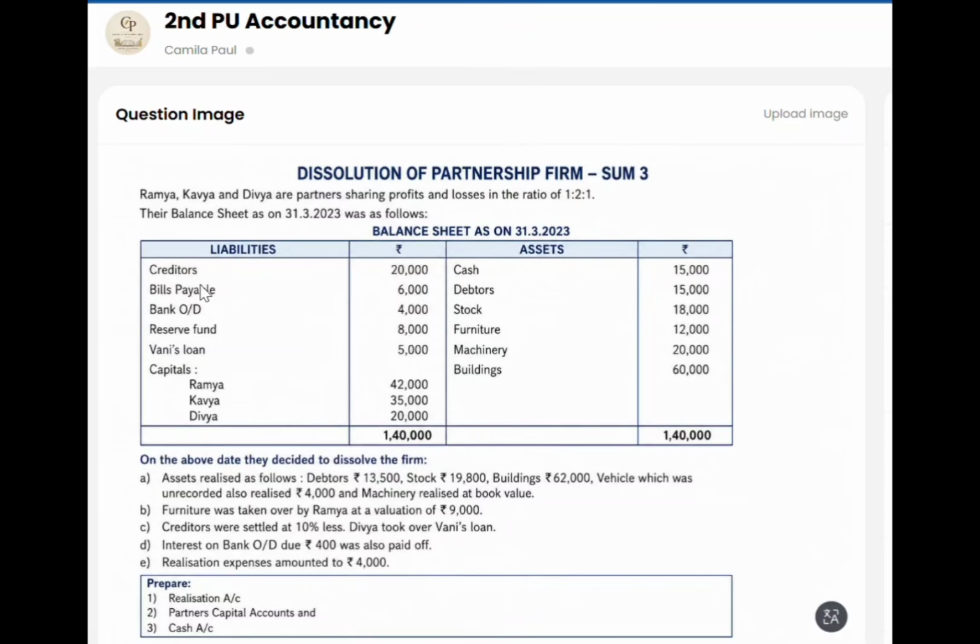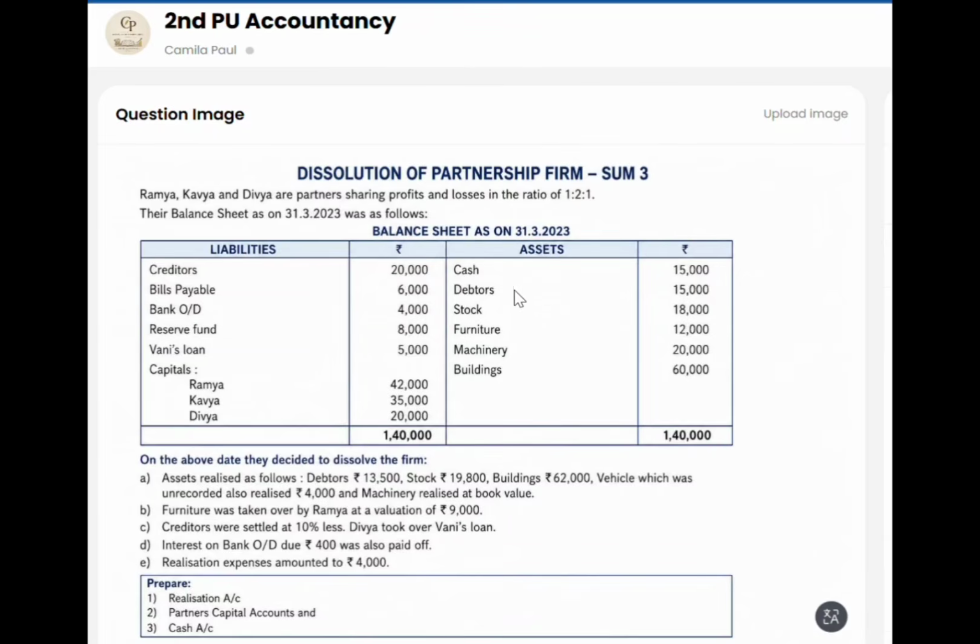On the liability side, we have creditors 20,000, bills payable 6,000, bank overdraft 4,000, reserve fund 8,000, Vani's loan rupees 5,000, and the capitals of the partners: Ramya 42,000, Kavya 35,000, Divya 20,000. And on the asset side, we have cash rupees 15,000, debtors rupees 15,000, stock rupees 18,000, furniture rupees 12,000, machinery rupees 20,000, and buildings rupees 60,000.